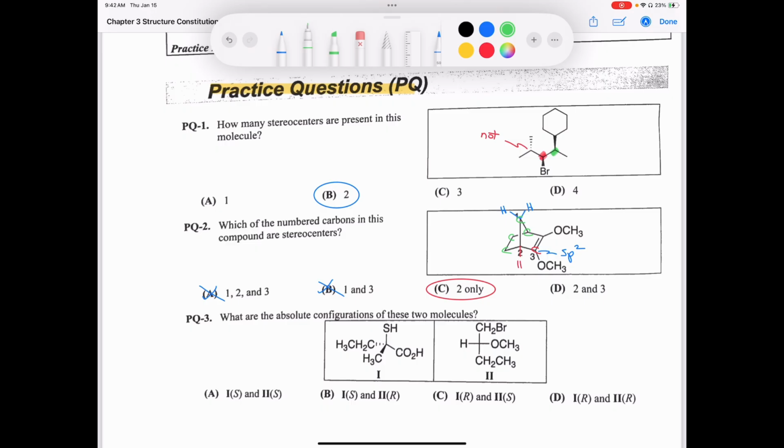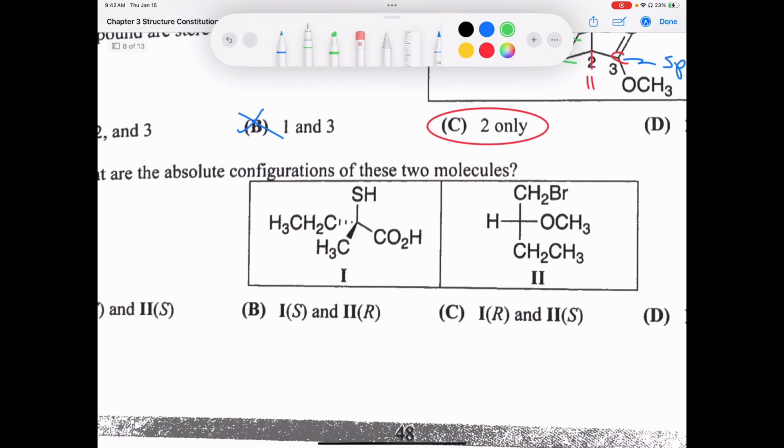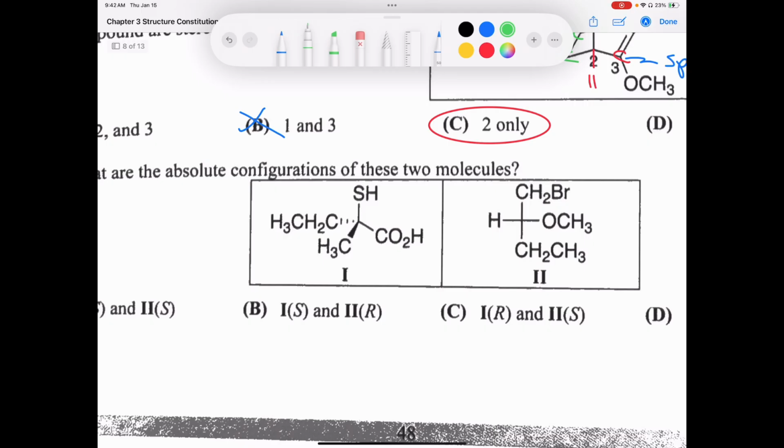All right, let's practice a little bit of the Cahn-Ingold-Prelog rules, which is assigning R or S to a stereocenter. What are the absolute configurations of these two molecules? If we look at the first one, the sulfur is going to take the highest priority on our chiral carbon, because sulfur has a higher atomic number than any other atom in here. Then we have the carbon attached to oxygen, this carboxylic acid. That carbon is attached to three oxygens. Remember, a double bond to an oxygen is considered like two single bonds.